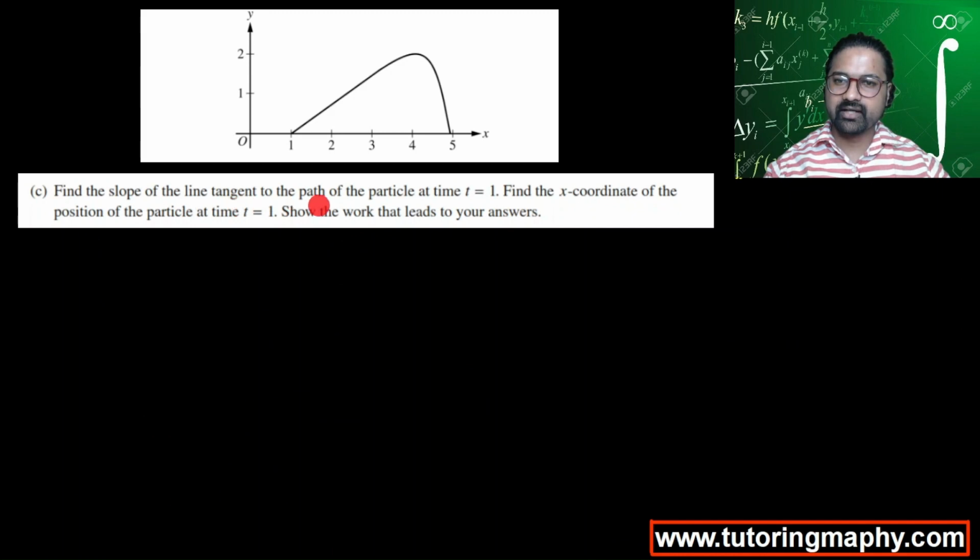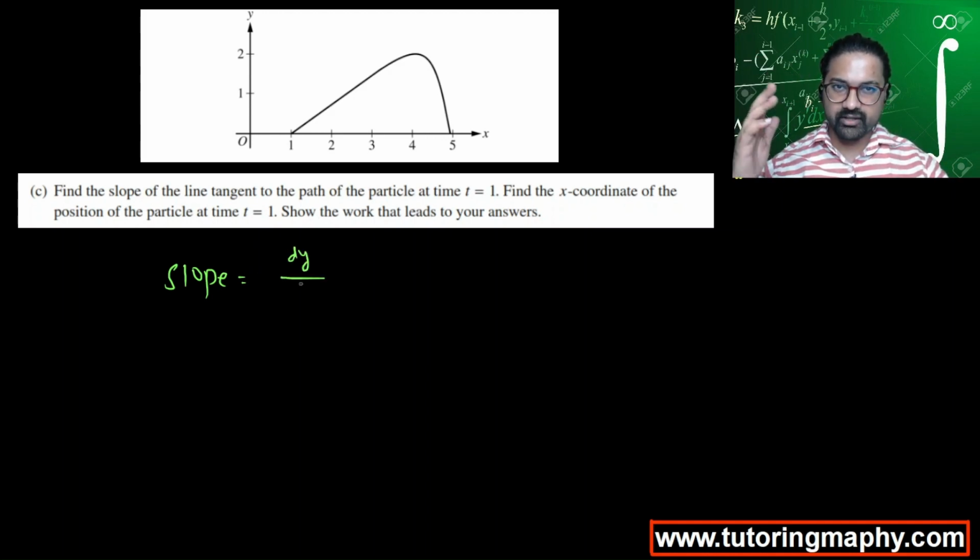Find the slope of the line tangent to the path of the particle at t equal to 1. That's an interesting question. Slope of the line tangent to the path is nothing but rise over run, right? So the slope is nothing but the rise, which is dy, over the run, which is dx.